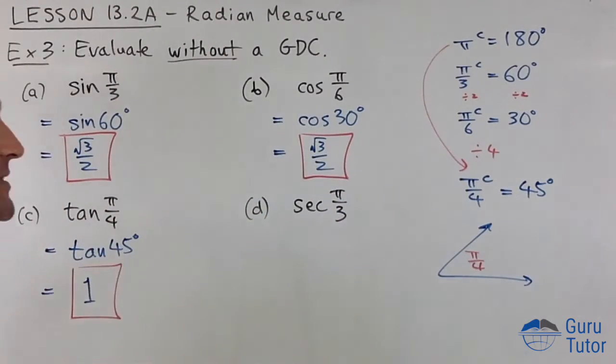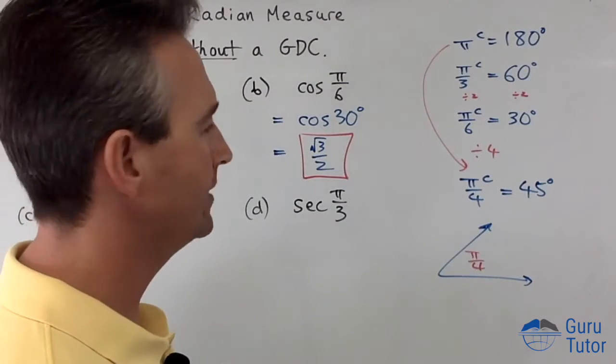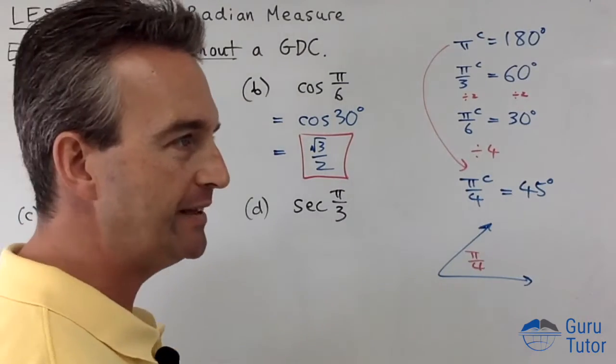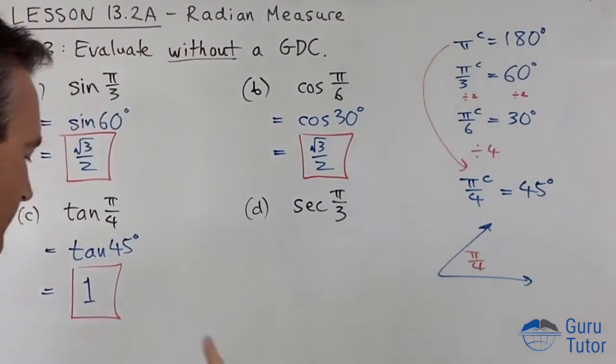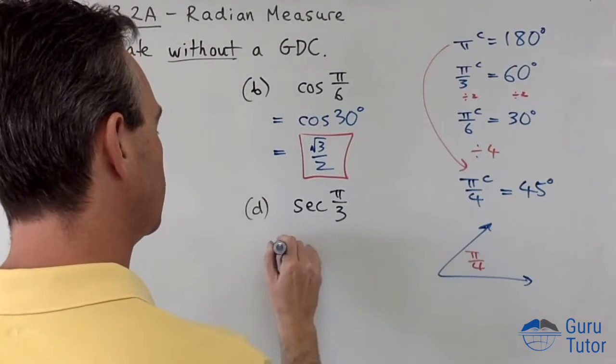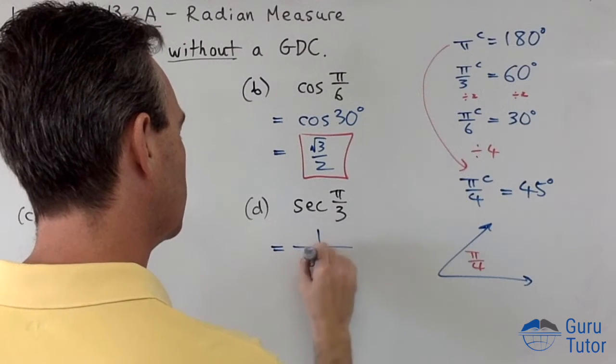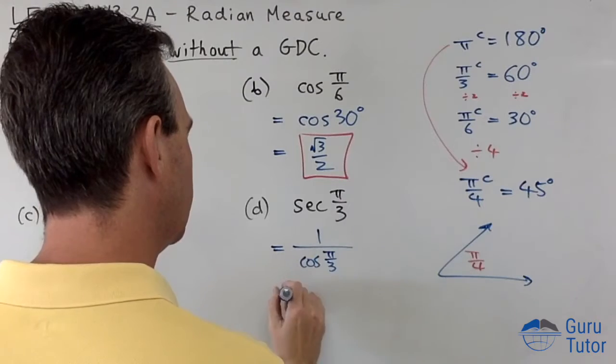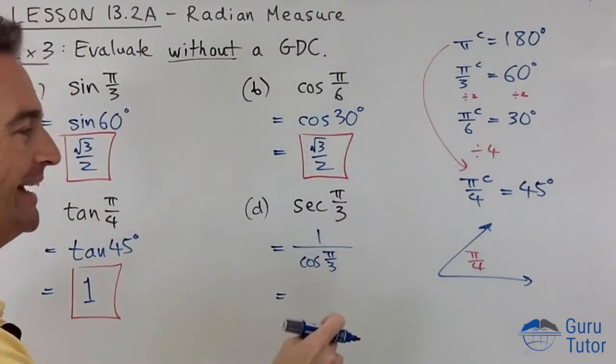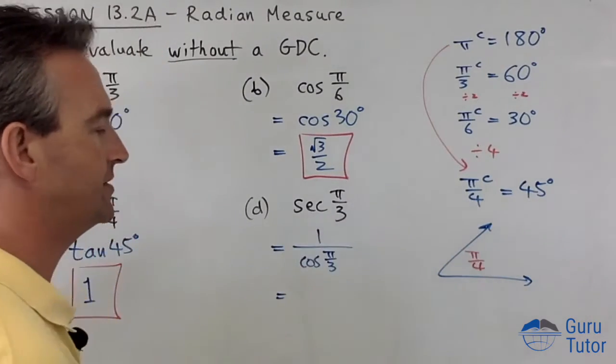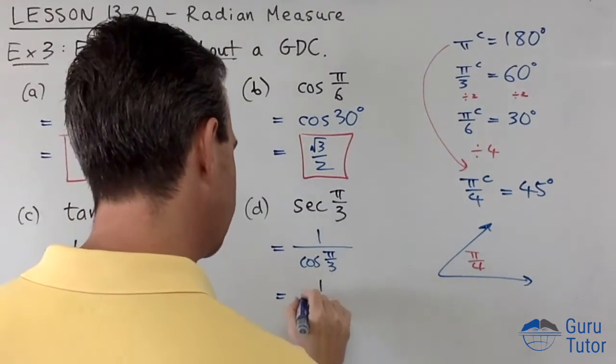And last one here, sec. What were those again? The reciprocal ratios, we had cosecant, secant, and cotangent. Sec was 1 over cos. So 1 over cos pi over 3. And what have I done there? I haven't converted the angle yet. I just used my definition of sec as 1 over cos. Now let's convert the angle.